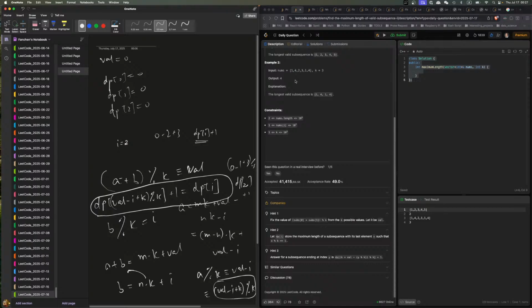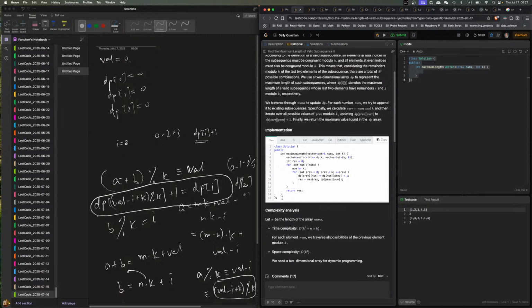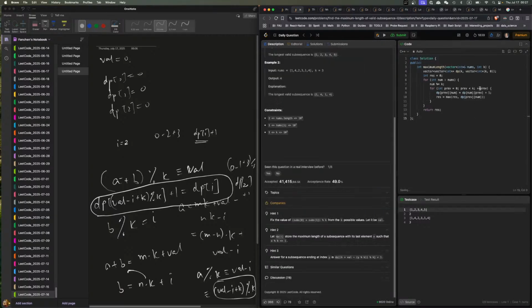Maximum length of a subsequence with its last element. Alright, I think I need to think about it again. Let me just do this. Oh my god, how simple this is. This is ridiculous. It's too late. Copy and paste. Let's submit this one first. Delete this.